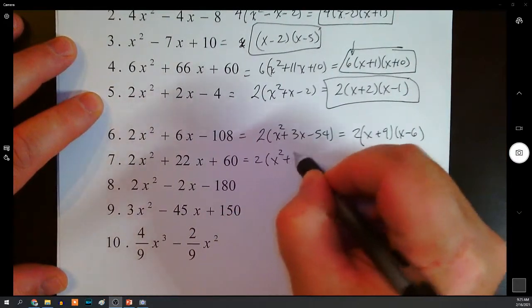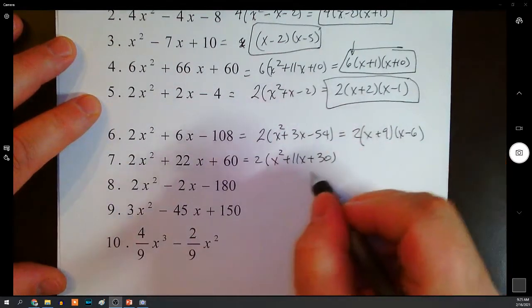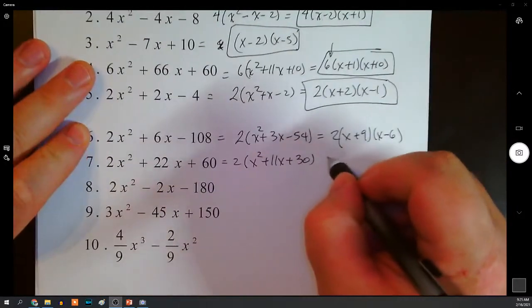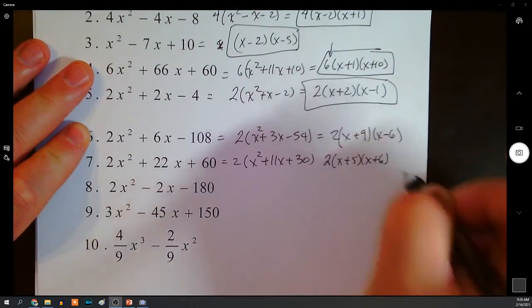X squared plus 11x plus 30. 6 and 5 multiply to 30. 6 plus 5 is 11. So this is going to be a 6 and a 5. Doesn't matter again which one you write first.